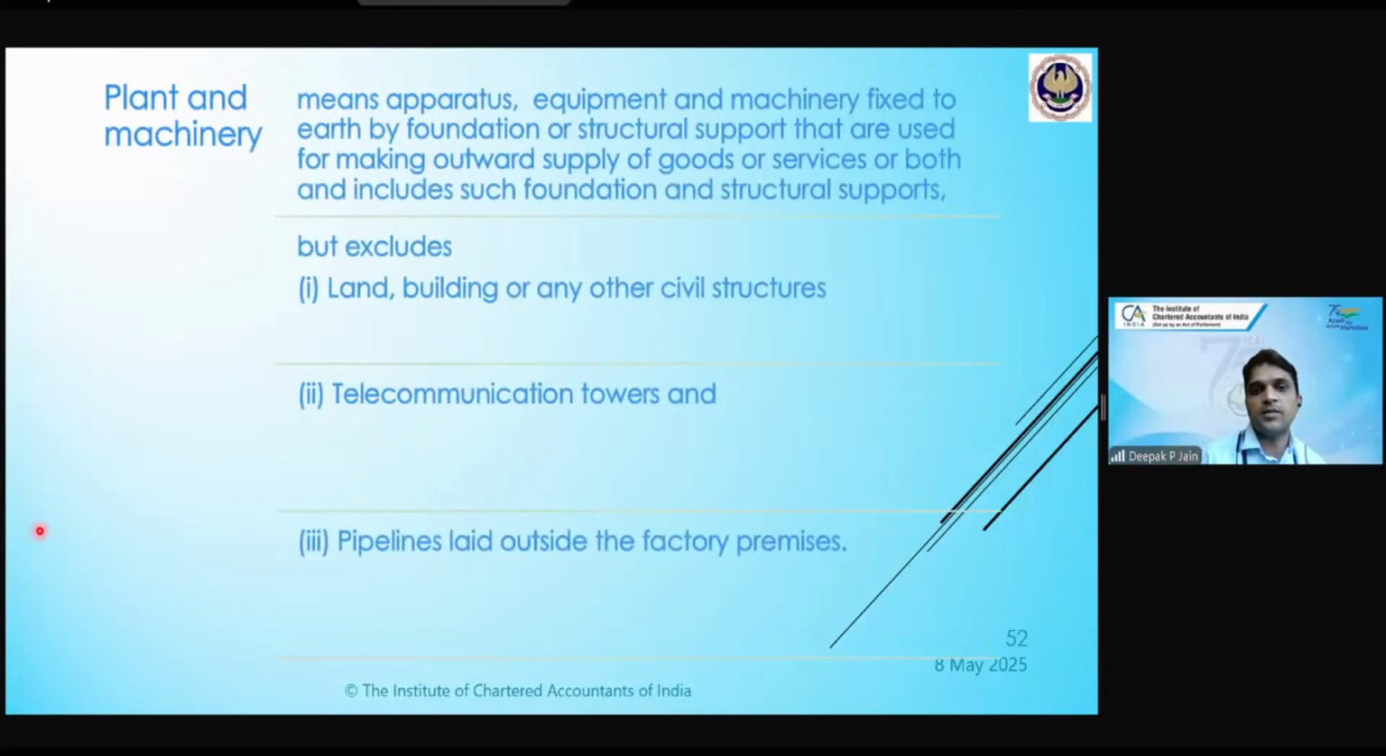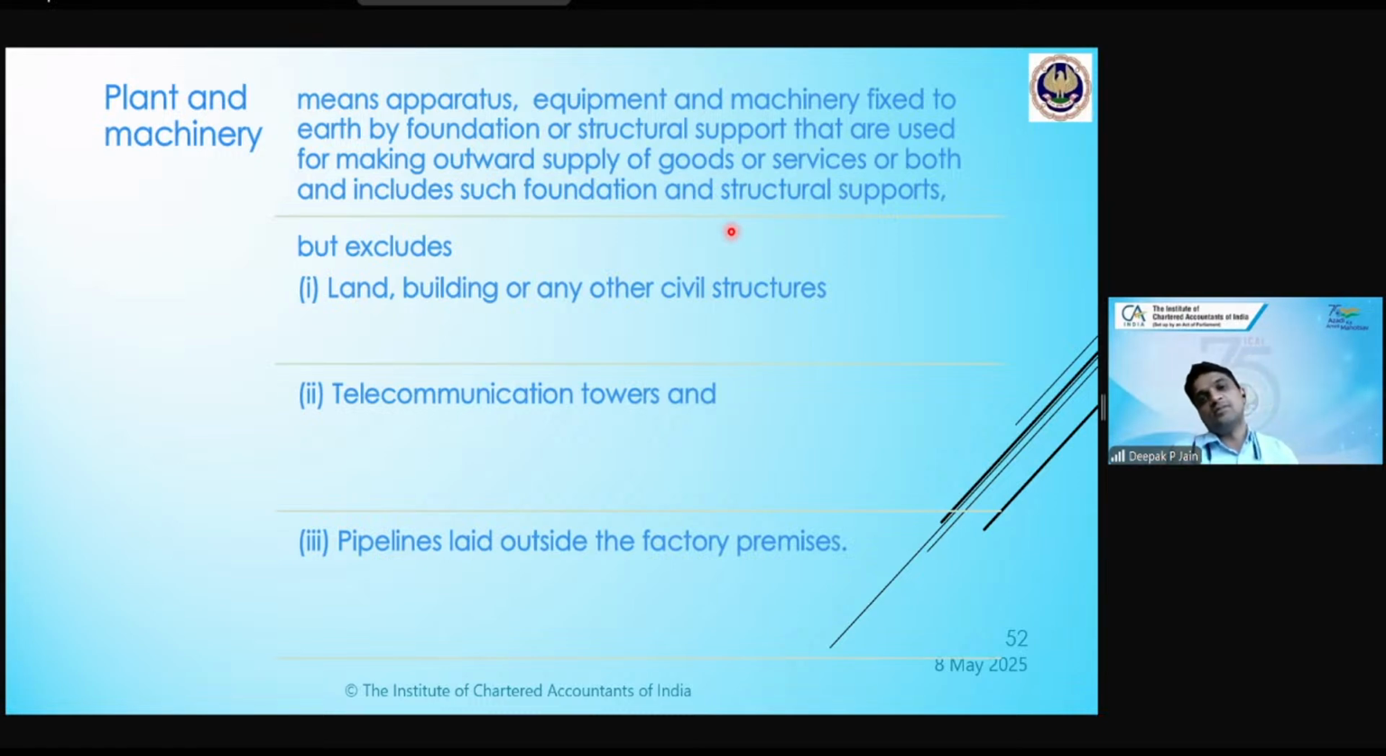Next, what's the definition of plant and machinery? Plant and machinery is also defined under law. It means any apparatus, equipment, and machinery which is fixed to the earth by foundation or structural support that are used for making outward supply of goods or services or both, and includes such foundation and structural supports.